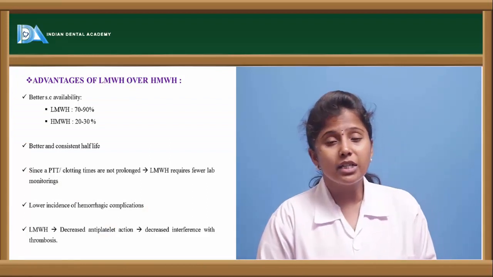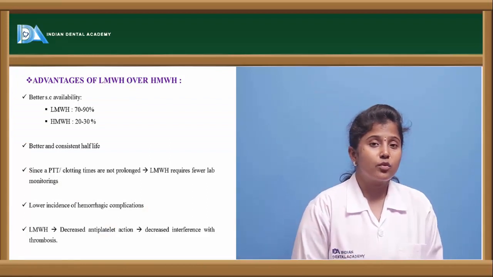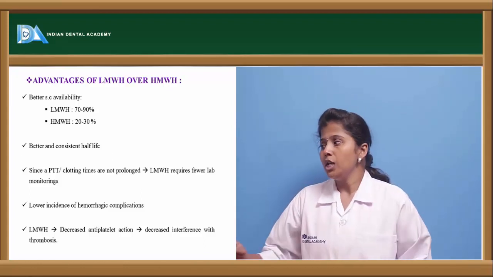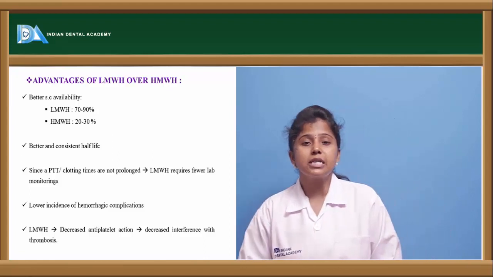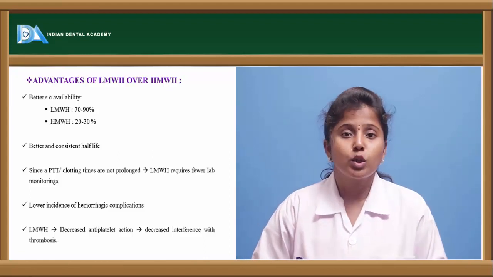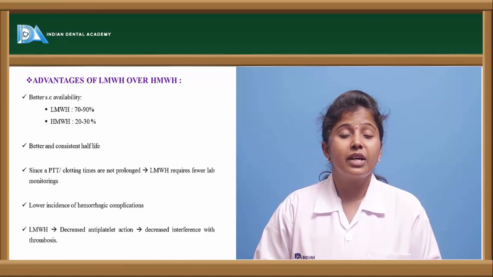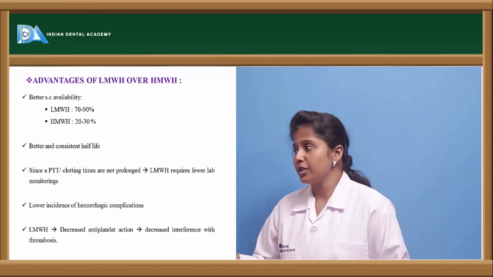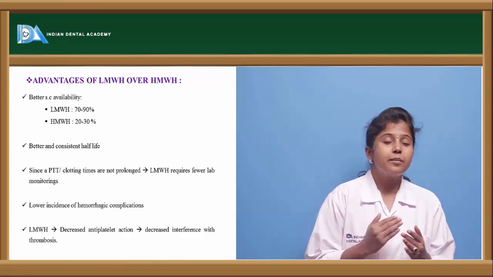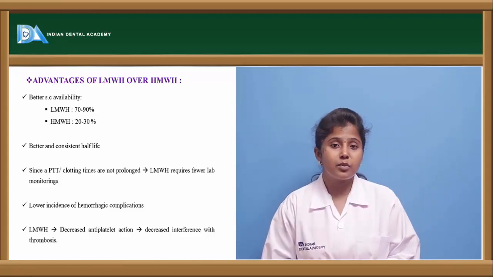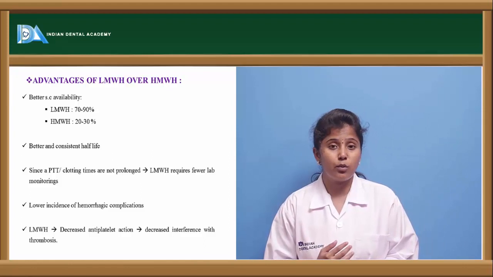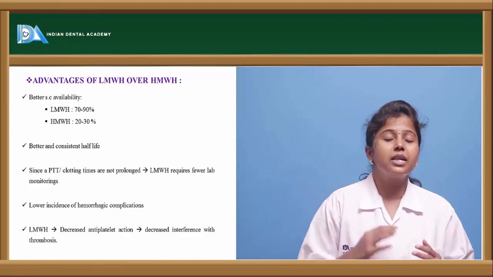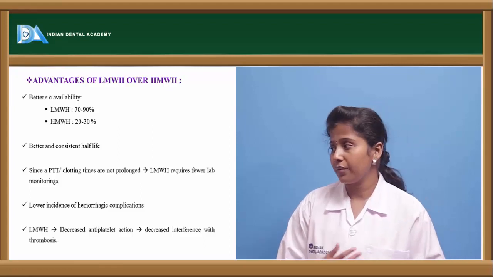Let us see the advantages of the low molecular weight heparins over high molecular weight heparins, and how far these are useful. Here they have better subcutaneous availability. If we give low molecular weight heparins through the subcutaneous route, they are available in the systemic circulation. Their bioavailability is 70 to 90%, whereas high molecular weight heparin bioavailability is 20 to 30% through the subcutaneous route. And they have a better half-life when compared to high molecular weight heparin.